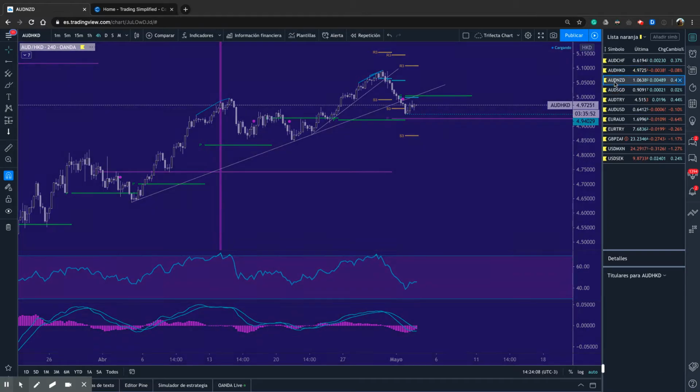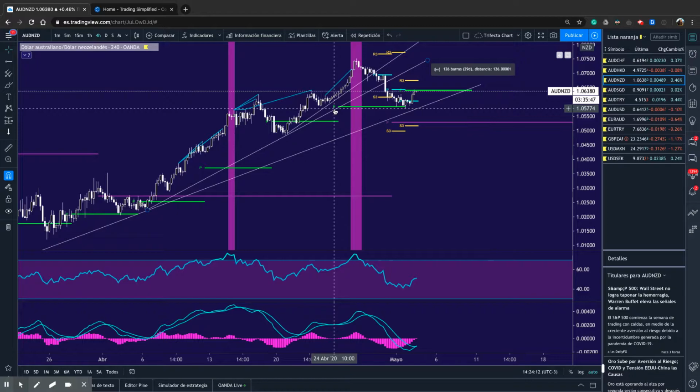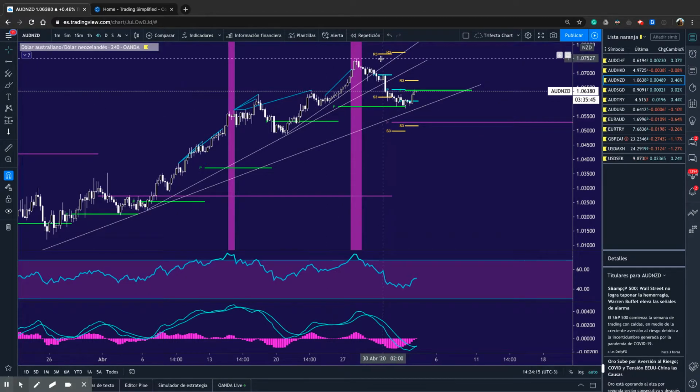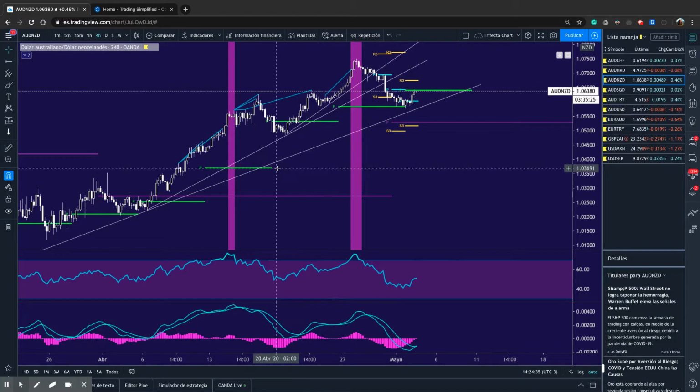Okay, the Aussie New Zealand, we have a great trade over here. We have the fast trend line break, and when it breaks, it was looking for the next fast trend line, and now we are trying to get to this main trend line. The thing is that if we break this trend line, we could see a really nice downwards movement in the direction of this pivot or the April monthly pivot.